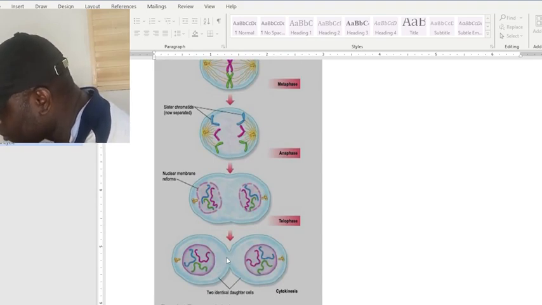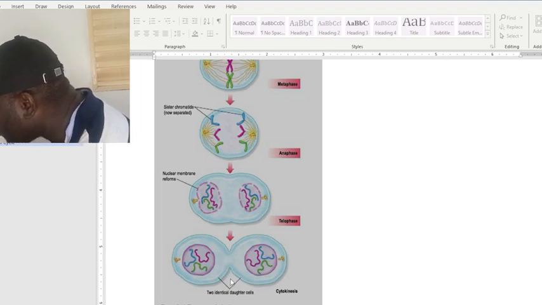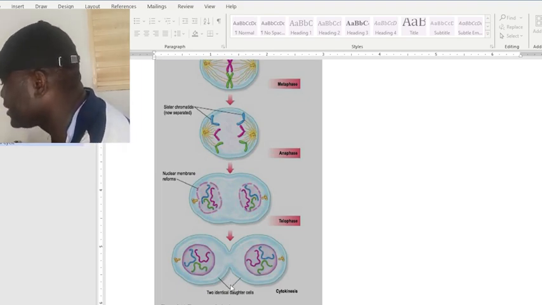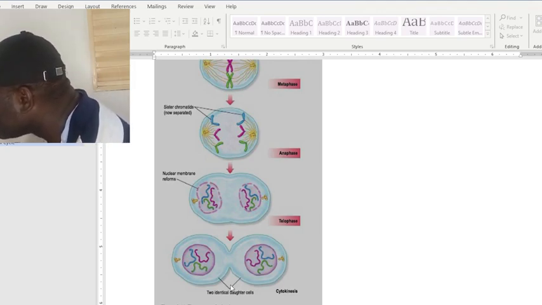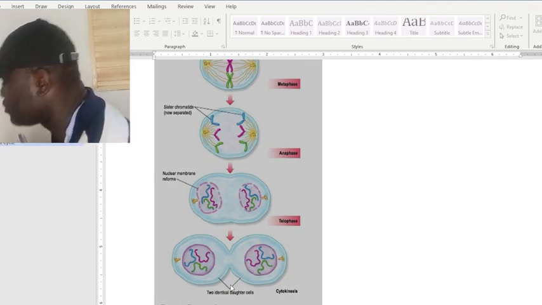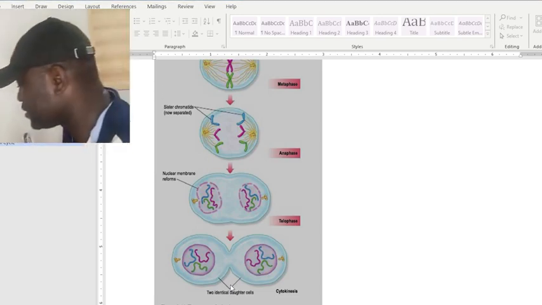So when they pull to the opposite ends, at telophase the purple that was missing now reappears and envelopes the chromosomes on this side. It also envelopes the chromosomes on this side. Then when this is done, the cell now divides at the center and forms two daughter cells.